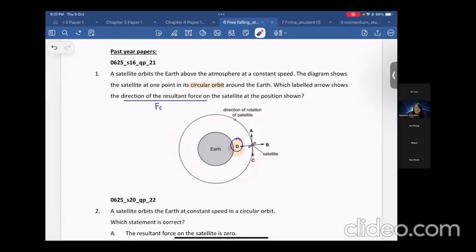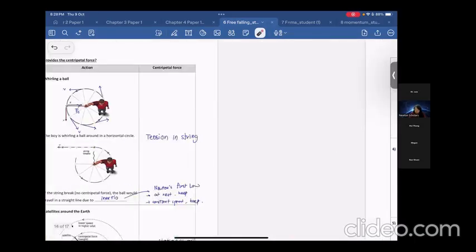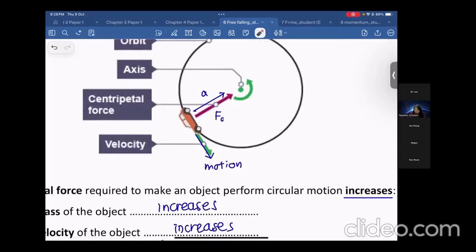Coming back to the question, the centripetal force is D. But the second question asks if there is no gravity, where does the satellite go? The satellite will go in the C direction. It's not B, dear. This is the direction of motion, which is 90 degrees to it.